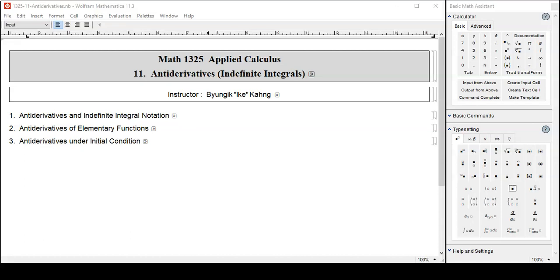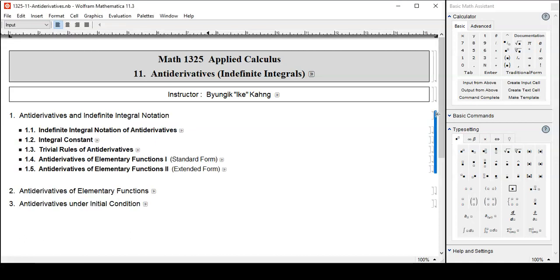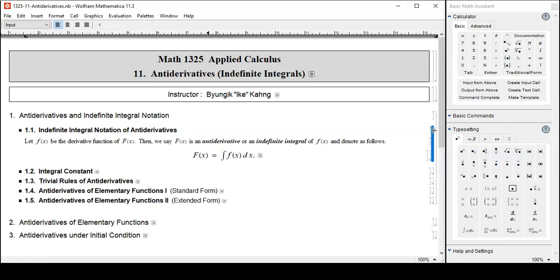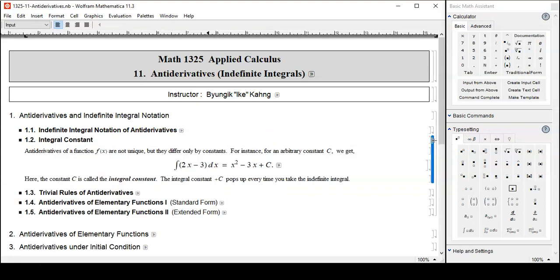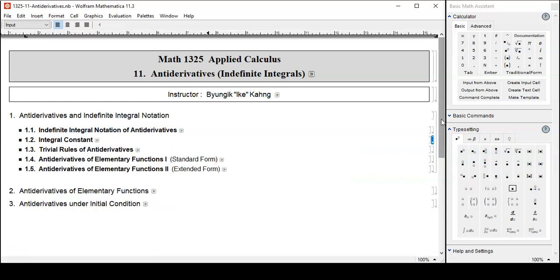Hello students, welcome back. Previously in section 1, we went through some terminologies such as antiderivative, indefinite integral, and of course the notation. We went through integral constants as well. Alright, now let's consider some techniques.